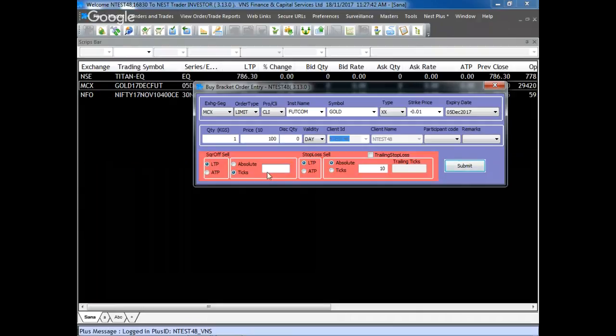And in case you find it complicated, you can go with absolute, and you can enter your difference in rupees, say 30 or 10 or 1. So here 1 rupee stands for 1 absolute, and in the case of ticks, 1 is equal to 0.05 paise. I hope Mr. Sujit has cleared his doubts now with this example. In case you have any doubts or queries, you can raise your question in the chat window.